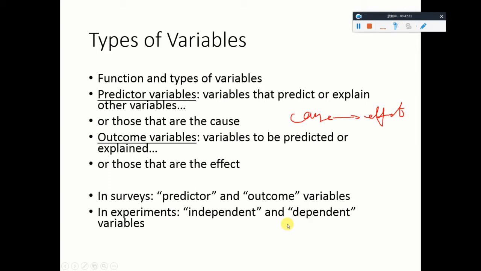But for now, just remember that essentially, predictive variables and independent variables are the same thing. And outcome variables essentially are dependent variables. They are again the same thing, right? They're just different terms or different concepts used in different contexts. So just bear in mind that difference here. Okay.